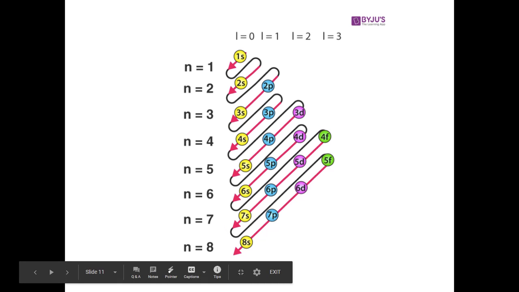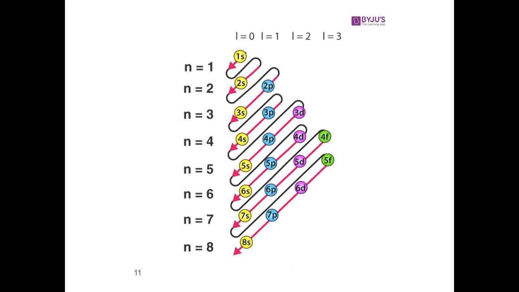The s can fill up to two electrons, and only up to two. So please take note. S is only up to 2, P is only up to 6, D is only up to 10, F is up to 14. So take note of those numbers again. S is 2, that's the maximum it can hold. P is 6, D is 10, F is 14.